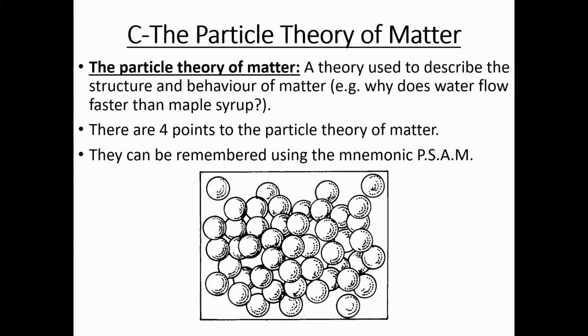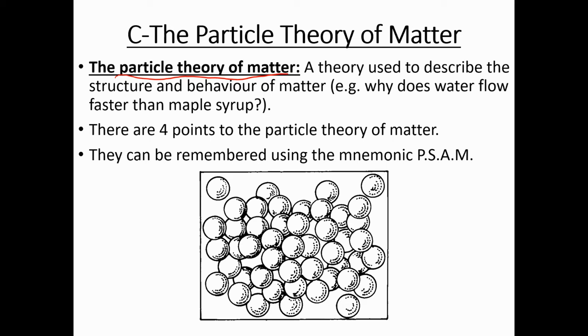So one thing that chemistry likes to do is explain the behavior of matter. And to explain how matter behaves, we use this theory called the particle theory of matter. And we're going to go over what those points are. When I say behavior, I mean for any question you might ask about matter you're studying. So why does water flow faster than maple syrup, for example? We're going to use the particle theory of matter to explain that. Or why is it that when there's a puddle of water on the ground, a few hours later, or a day later, that puddle is now gone? Where did it go? What happened to it? We can use the particle theory of matter to explain that.